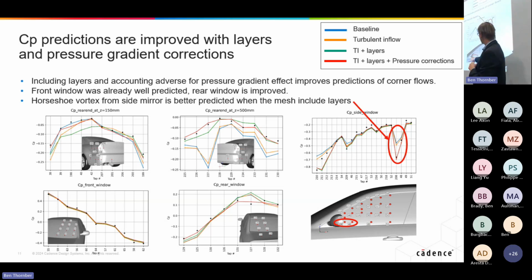And finally, this imprint of the horseshoe vortex there from the side mirror wave is also better captured when you include layers in your mesh. So when you're removing these artifacts of your inhomogeneous Y plus, if you use a baseline polyhedral CD.